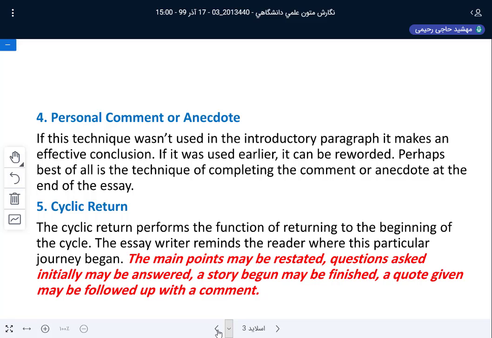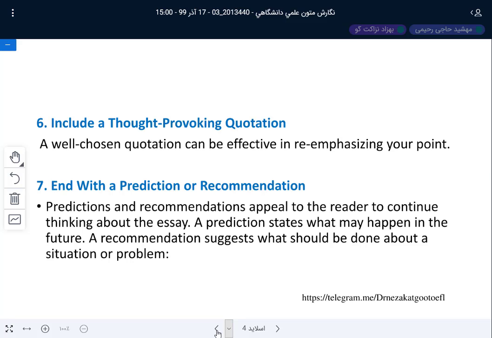The main points may be restated. A question answered. A story begun may be finished. A quote given may be followed up with a comment. Number six, include a thought-provoking quotation. A well-chosen quotation can be effective in re-emphasizing your points.